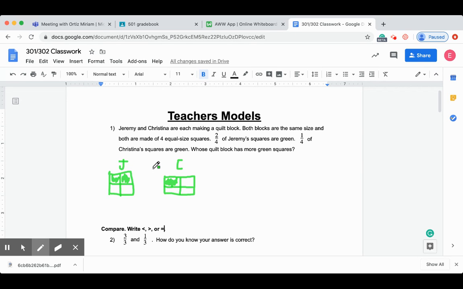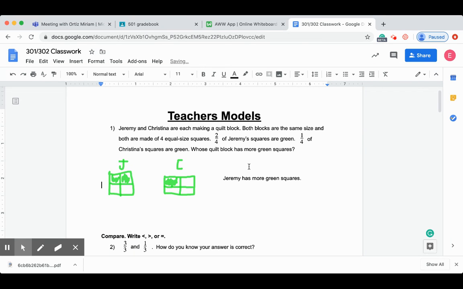Now our question is asking us whose quilt block has more green squares. So when I'm looking at this, I can see from the picture Jeremy has more because I have more filled in on Jeremy's. So I know from my picture that Jeremy has more green squares. So drawing the picture is one way that can help me.